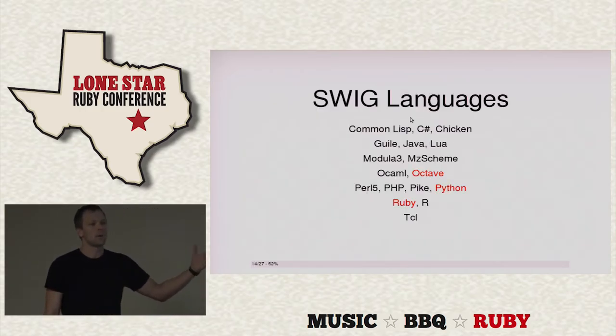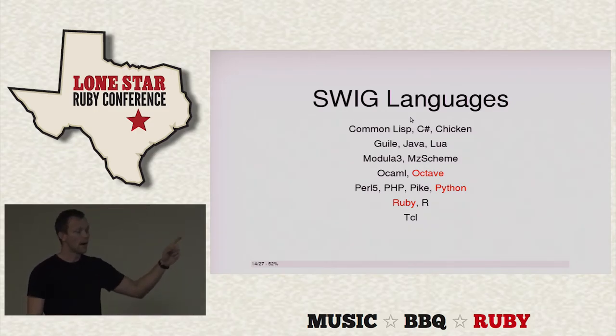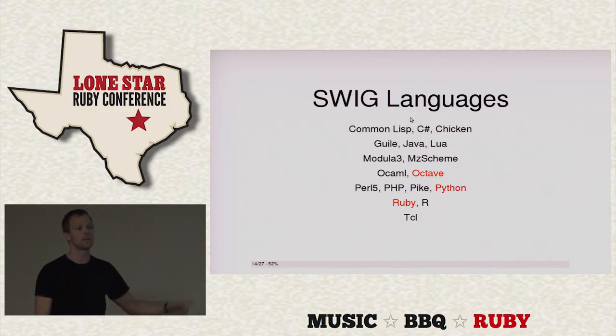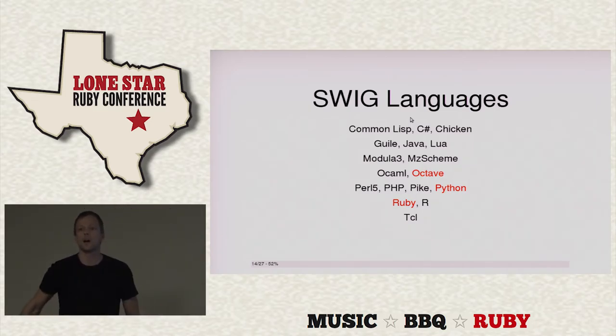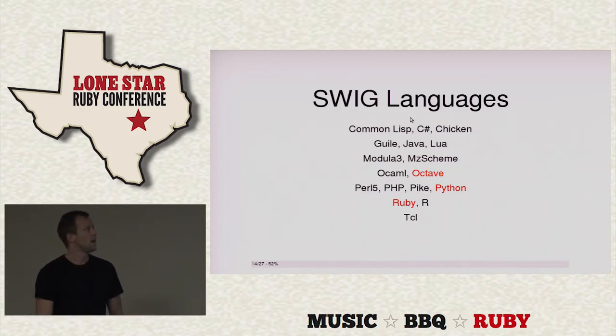And I highlighted a couple just to point out a few things. Python is highlighted because that's where Swig came from. The guy that started Swig was a Python developer. And I don't know when he started that, like in '92 or something. It was a while ago. And then Ruby, obviously. And the support for Ruby is actually pretty good. It's not bad. And then Octave as well. And that was what interested me, I wanted to support Ruby and Octave with my extension.